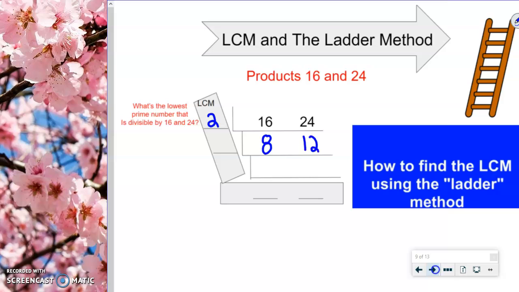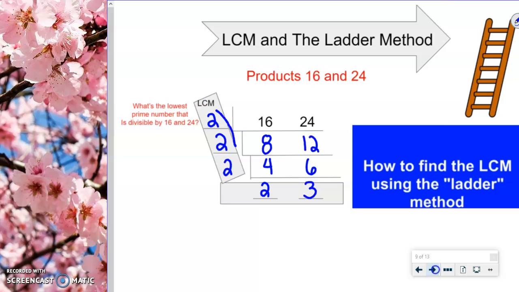Well, I can divide a number out of both 8 and 12 because they're both even. I can divide a 2 out of both of them. 8 divided by 2 leaves me with 4, and 12 divided by 2 leaves me with 6. Once more, those are even numbers, so I know I can divide a 2 out of both of them. 4 divided by 2 leaves me with 2. 6 divided by 2 leaves me with 3. Now, I can't divide anything out of those two numbers, so I'm done.